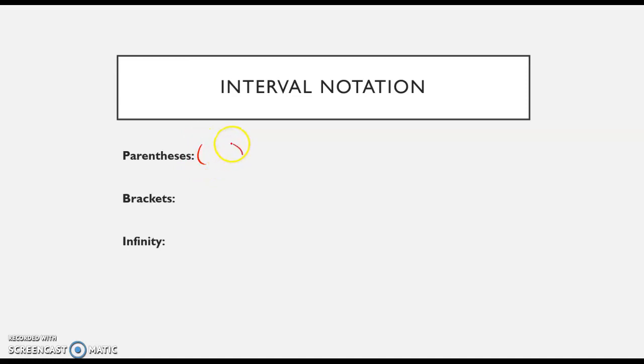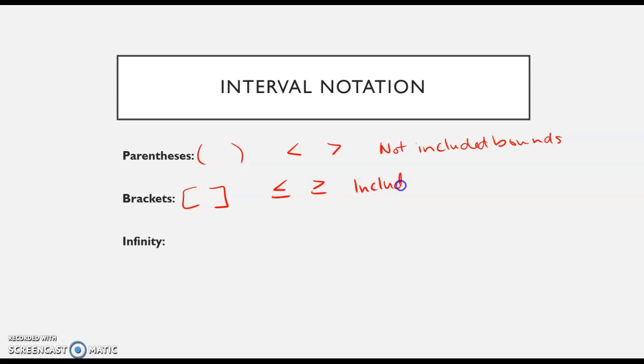Using interval notation, we're either going to use parentheses or brackets. Parentheses are for less than, greater than. This is the not included boundaries or bounds. Brackets, and I'll talk about that when we get to infinity. Brackets are our less than or equal to, greater than or equal to. This is our included bounds. So that's when the number is part of the answer. Included bounds.